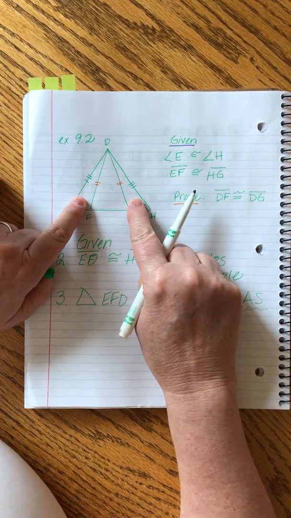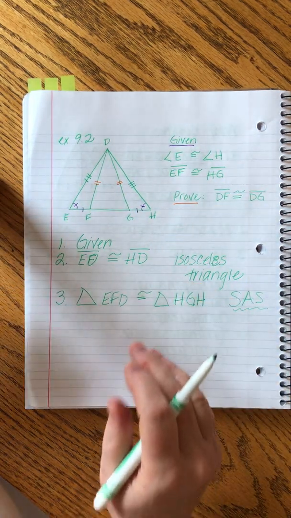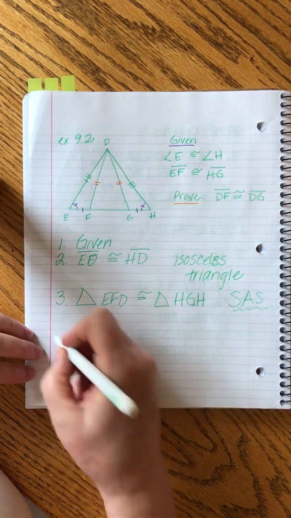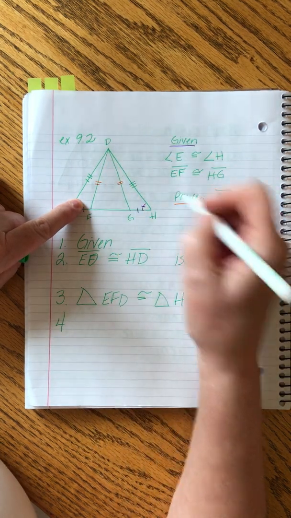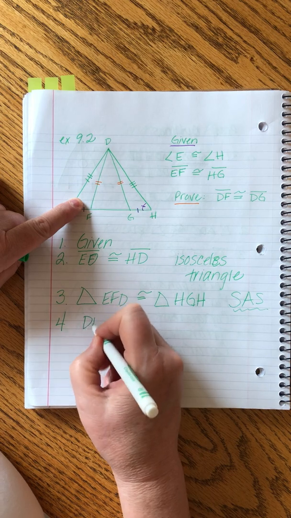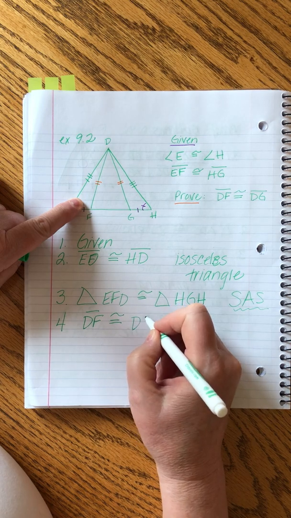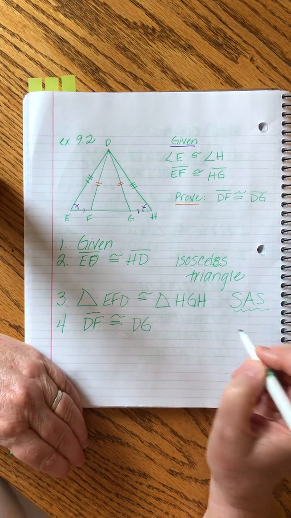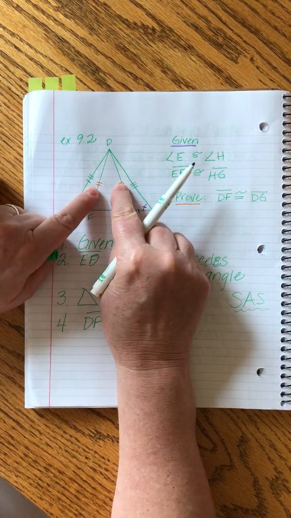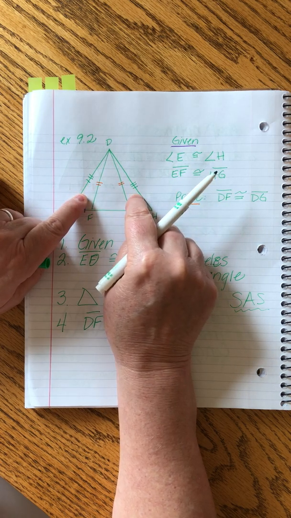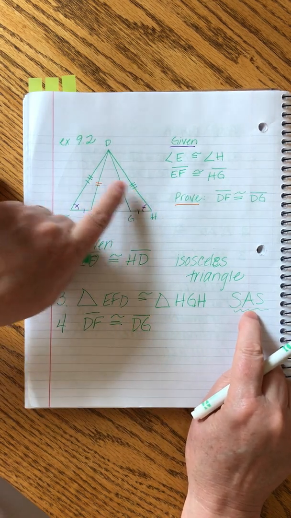Now that I've proved that these two little triangles are the same, I can see that these orange sides, the ones we're going for, those have to be the same because they're the same part of the triangle, right? So now I can say, I'll write it in the same order that John does. DF segment is congruent to DG segment. No, yes, that's right. Because they're corresponding parts, right? They're mirror image sides of congruent triangles. We've proved that these two are congruent by side, angle, side.